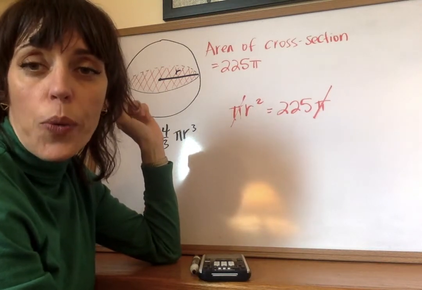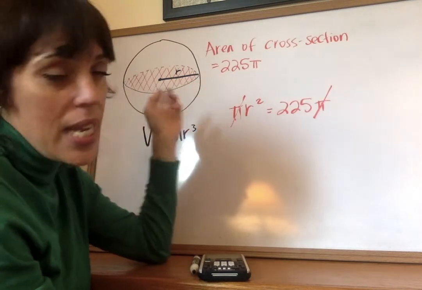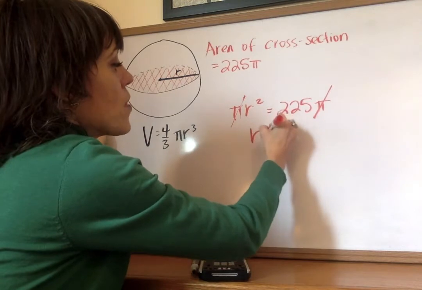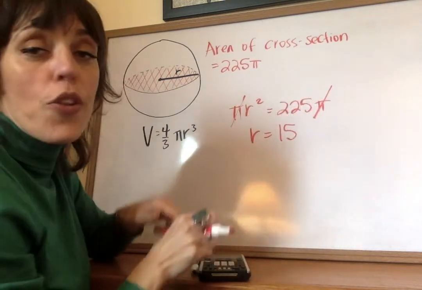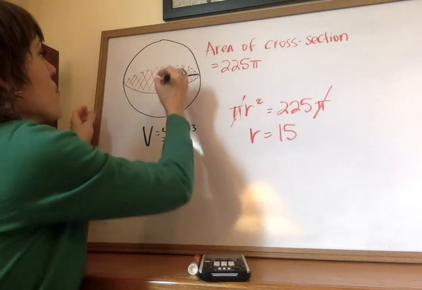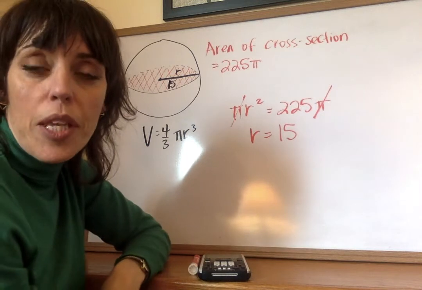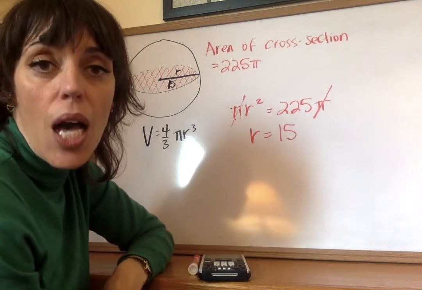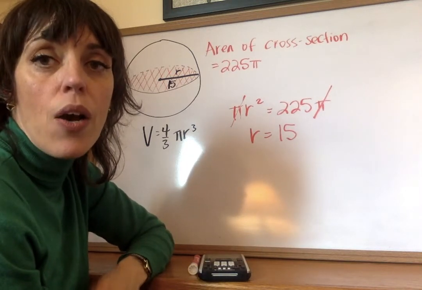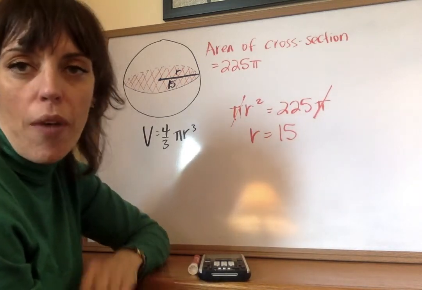I'm going to take the square root of both sides. 225 is a perfect square, and its root is 15. So that means the radius of this circle, which is also the radius of this sphere, is 15. Okay, that gave us some really important information that we can now plug into our volume formula, and go ahead and find the volume of this sphere.